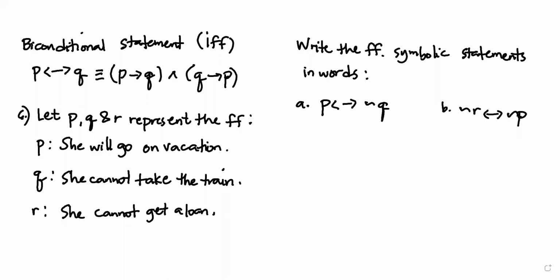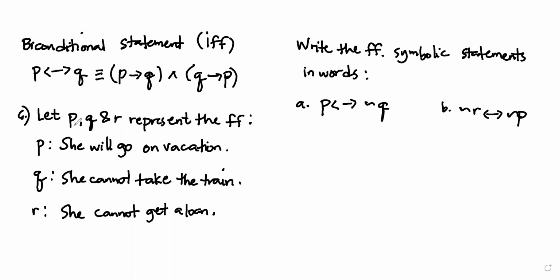Okay, again, the last type of statement is the biconditional statement, wherein the form is if and only if. So P if and only if Q is equivalent to P implies Q and Q implies P.